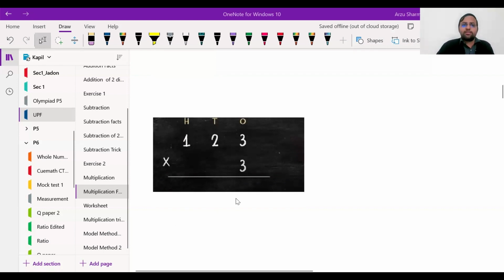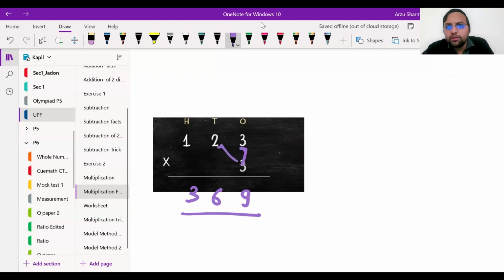So yes, guys. Sujal, that's not correct. Yeah, so please respond in the chat box. The answer is 369. Okay. 3 times 3 is 9. 3 times 2 is 6. And 3 times 1 is 3.